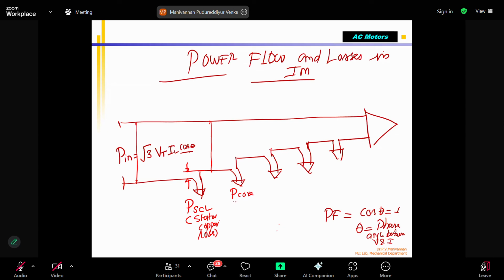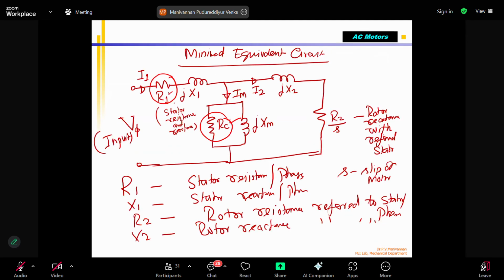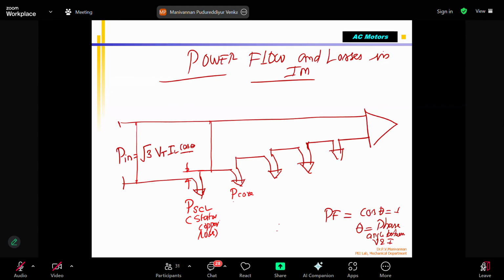P core loss. Okay. So P core loss happens in the magnetic circuit. Correct. This is core loss. R1 is copper loss. This goes again to the resistance of the magnetic path. So now the input power is this much and it reduces this much because of the losses. Next one is RCL, where RCL means rotor copper loss.